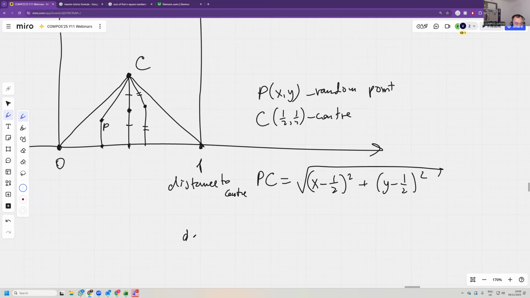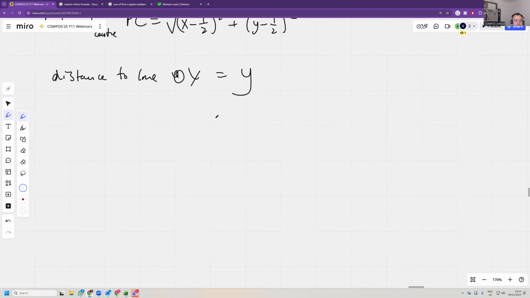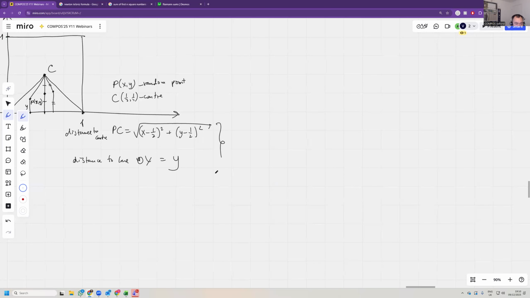Center. The distance to line OY, the y-axis, is simply y, because if the point is (x, y), then the vertical distance is just y. And this distance is BC. And they have to be equal. We want to find where they are equal.